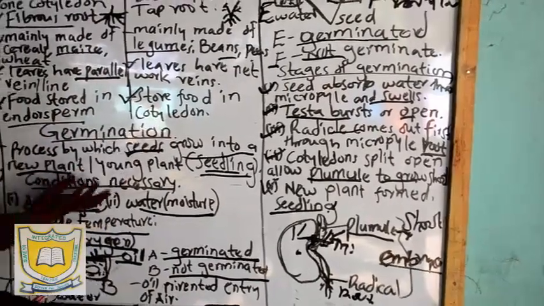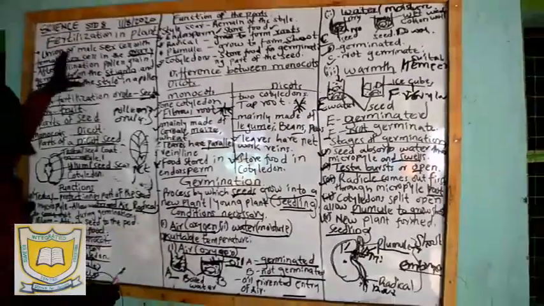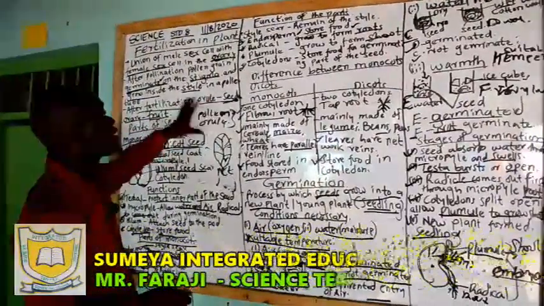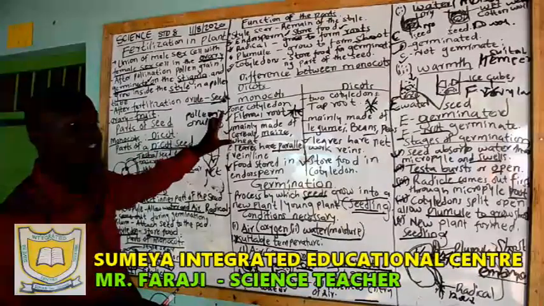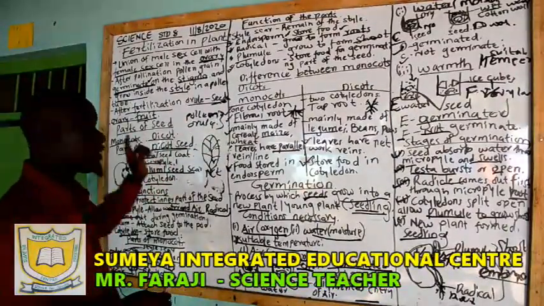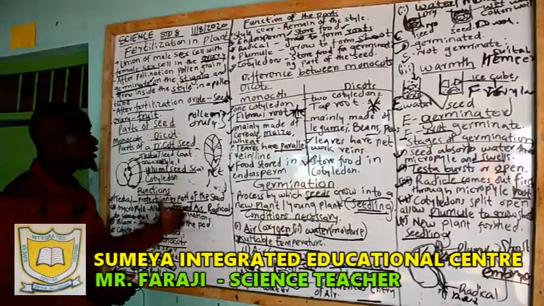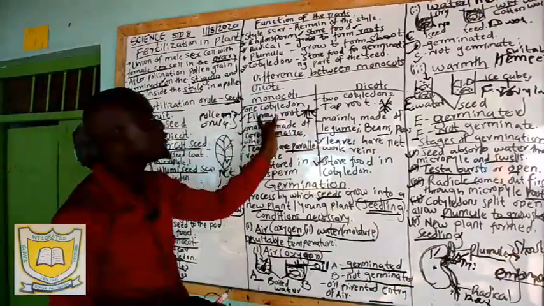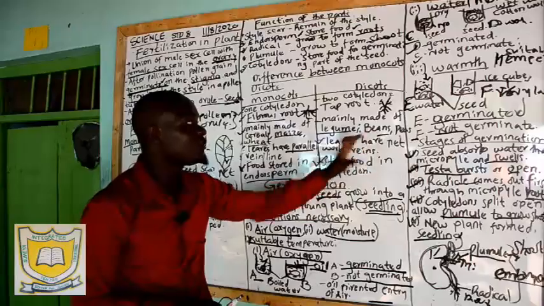Now summary, today we have discussed fertilization. You have to understand the definition of fertilization in plants, where it occurs, the parts that are involved in fertilization, and also we have discussed the parts of the seed, that's the dicot seed, monocot seeds, and their functions. We have discussed the differences between the monocot seed and the dicot seed. You have to understand it.